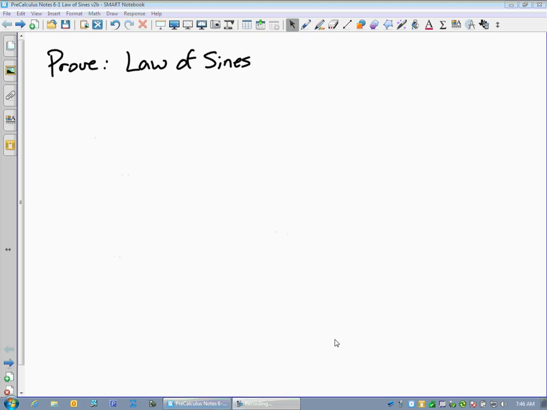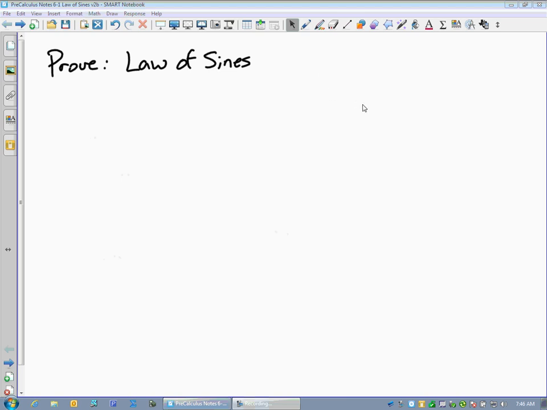Hello, this is Mr. P, and today we're going to learn about the law of sines. We're going to show the typical derivation, which you find in most textbooks, and then I'll show you another one that has an additional geometric property. Let's start with the proof that you normally see in math books.